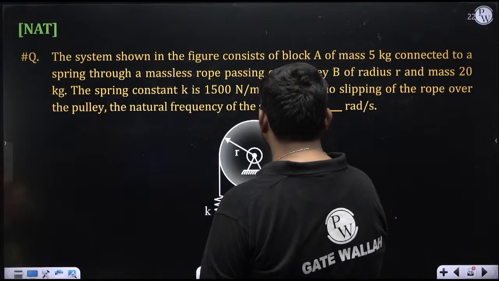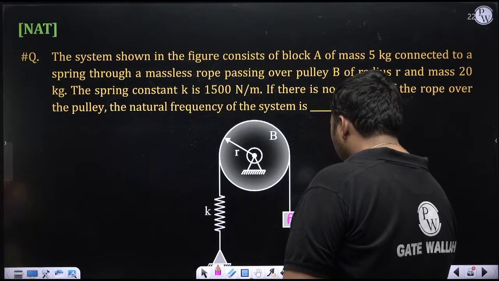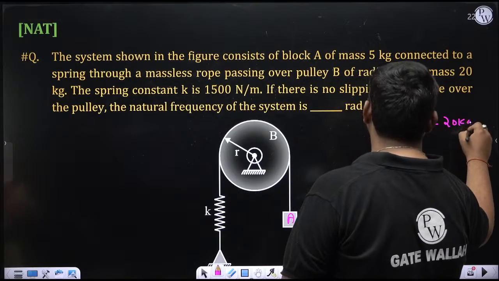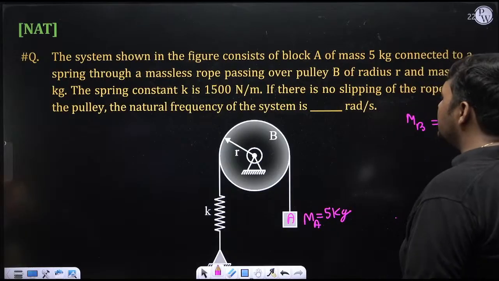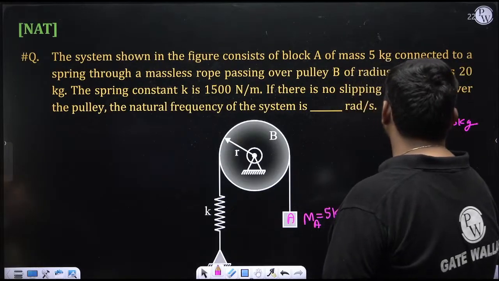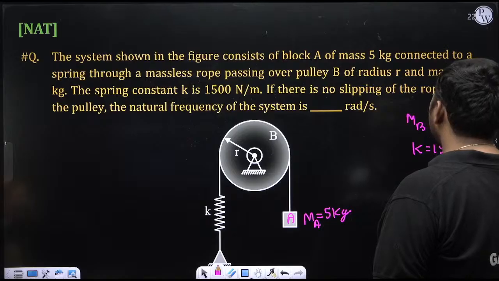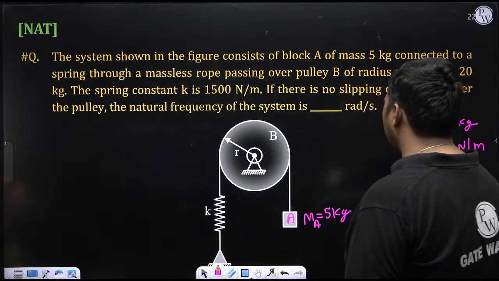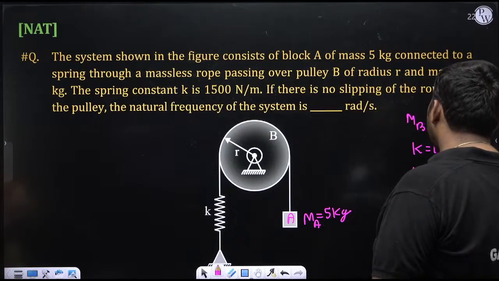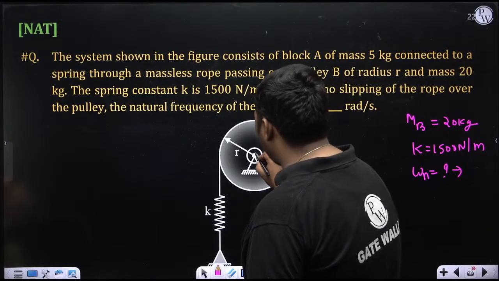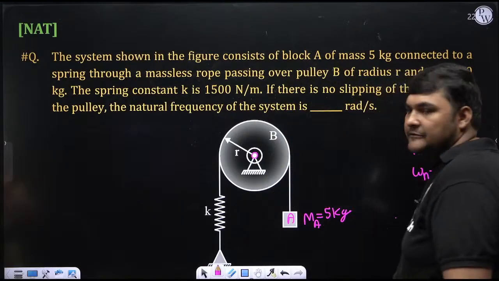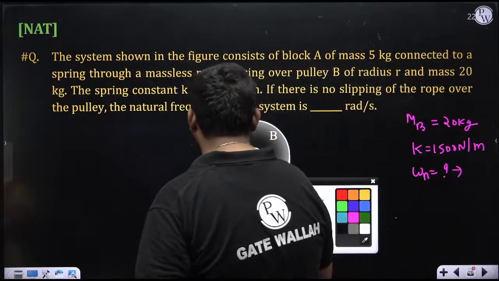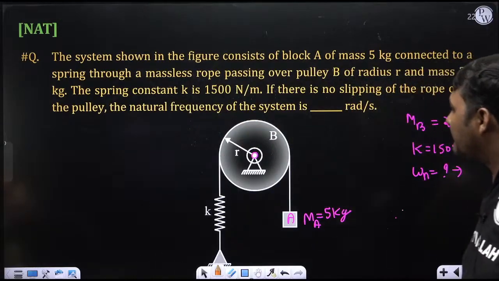Suppose I represent the mass of this point mass as ma, and the mass of the pulley as mb, so it is 20 kg. The radius is r. The stiffness of the spring is K, which is 1500 Newton per meter. Then we have to calculate the natural frequency of the system in radian per second. This pulley is hinged at the center. Now how can we calculate? In numericals, I suggest always using SI units, and I am using the energy method.